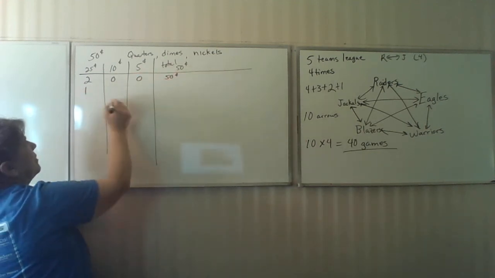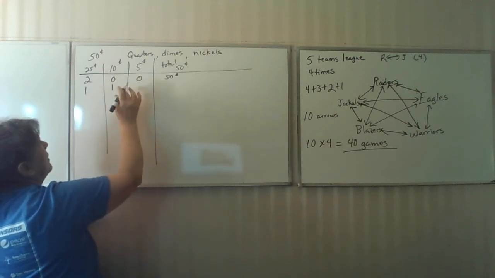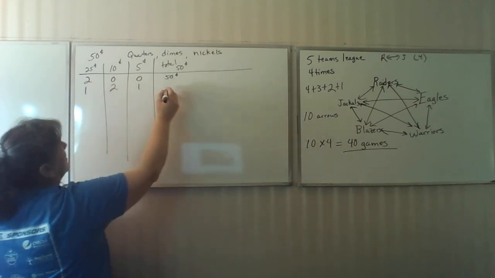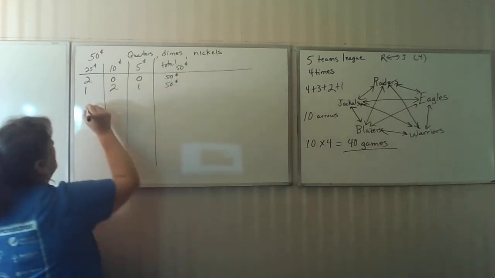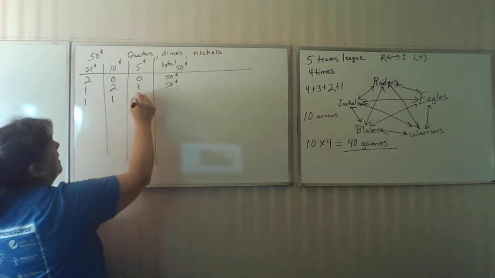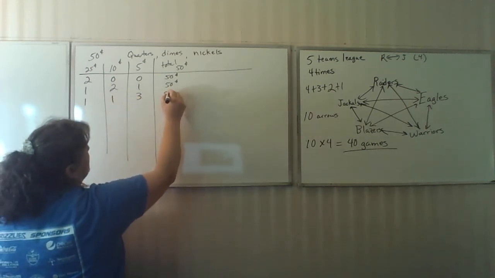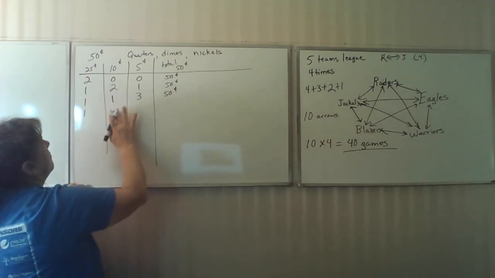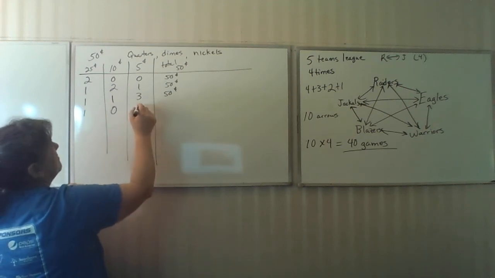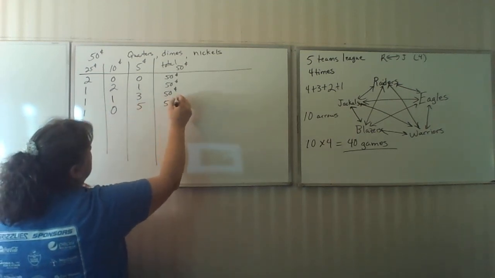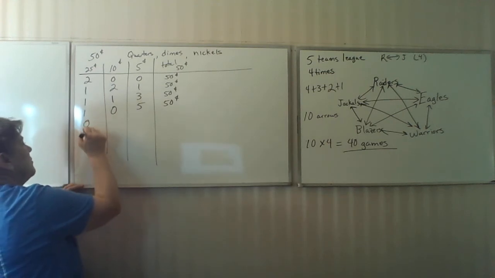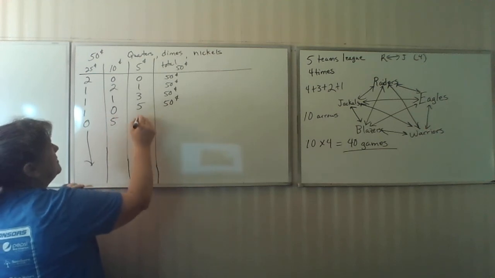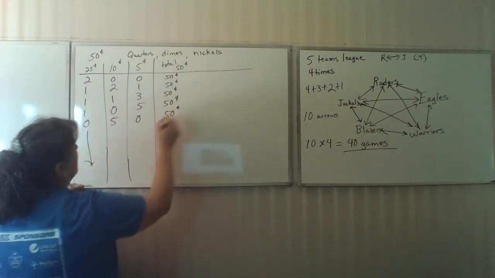I can do 1 quarter, 1 dime, well, let's do the most. 1 quarter, 2 dimes, and 1 nickel also makes 50 cents. 1 quarter, 1 dime, and 3 nickels makes 50 cents. 1 quarter, that's it. 0 dimes and 5 nickels makes 50 cents. Okay, all the rest of them will have 0 quarters. There won't be any more quarters. We can have 5 dimes and 0 nickels makes 50 cents.